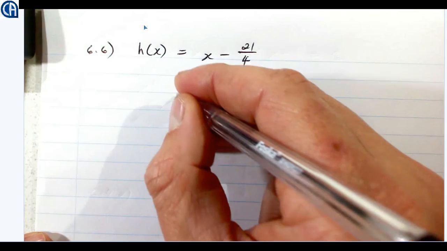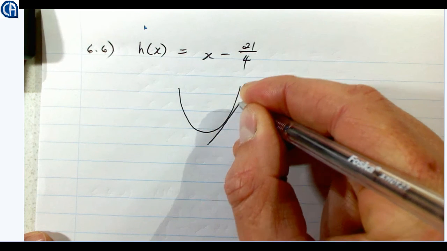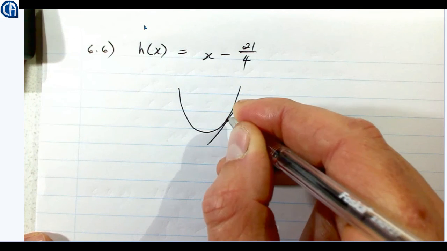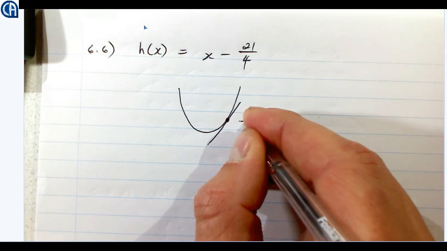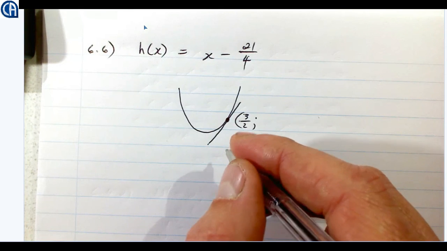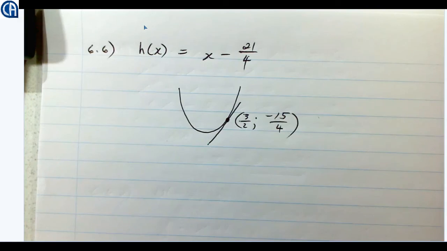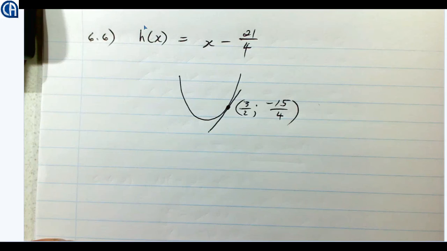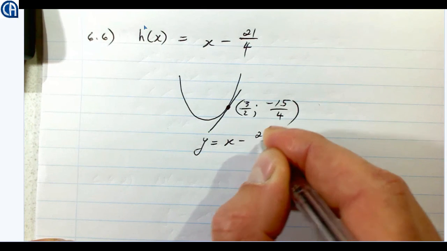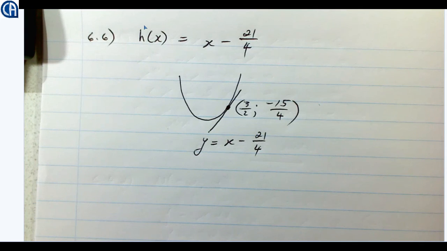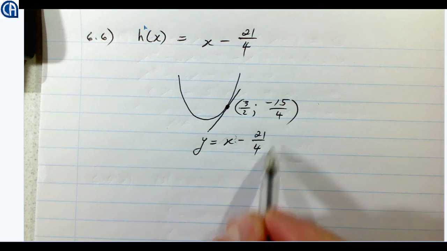Alright. Now, if you look at the parabola and where they meet, so the point of contact was, let me just get it right quickly, 3 over 2 and minus 15 over 4. So that is where they are meeting currently. Now this equation is x minus 21 over 4. So clearly you can see that the gradients are the same. So they are talking about this graph here.